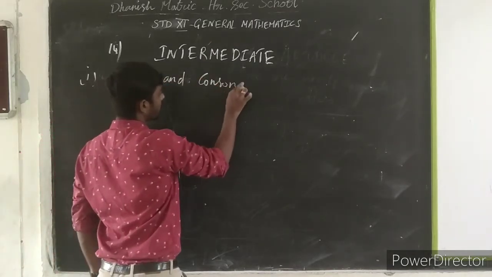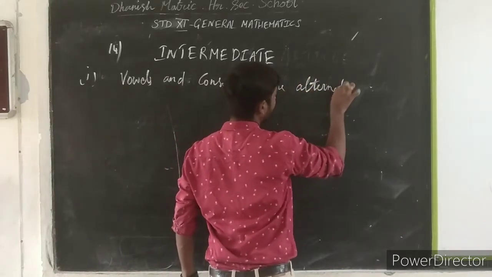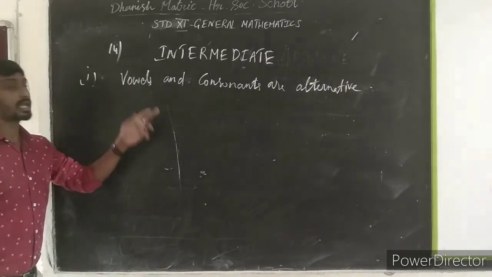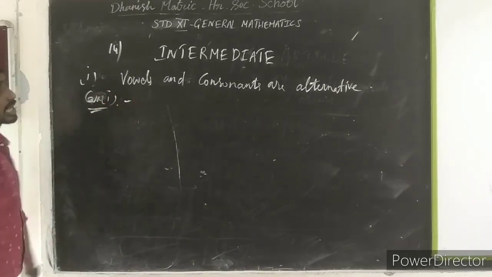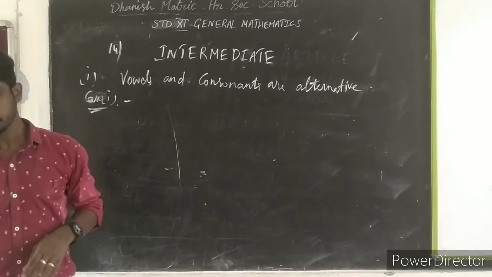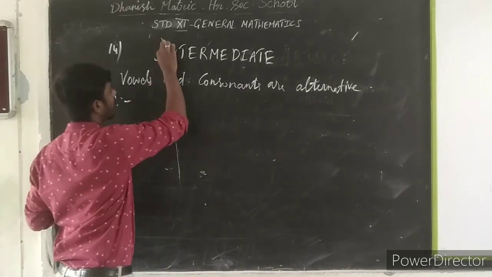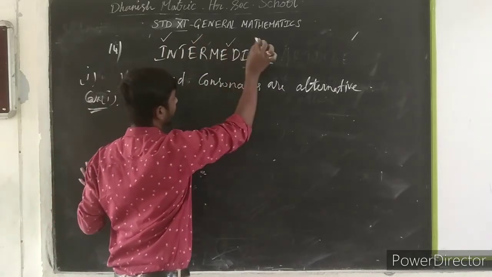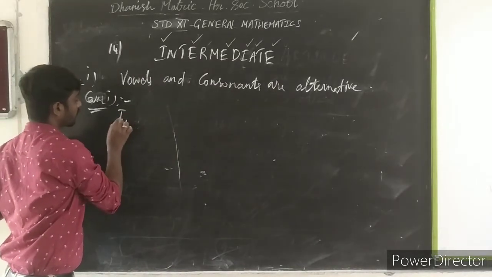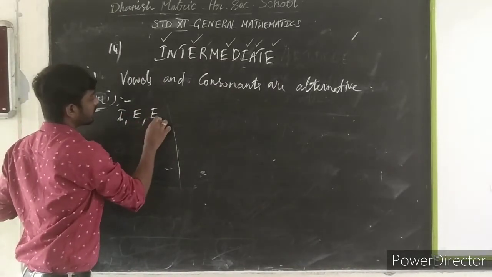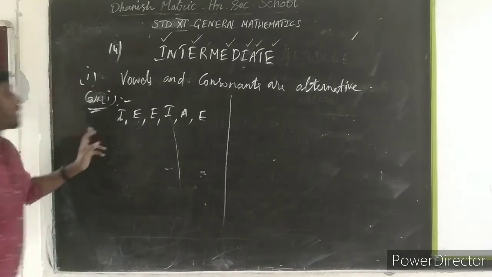The vowels and consonants are alternating. First we are going to find out the vowels here. So first we are going to case 1. What are the vowels here? A, E, I, O, and U. Here itself we are having the vowels: I, E, E, I, A, E. This is the vowel word.